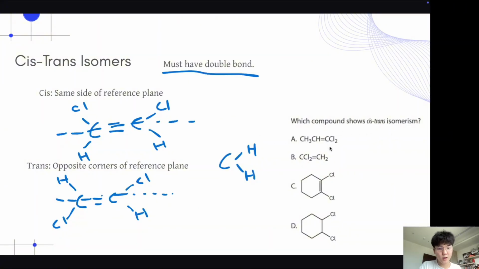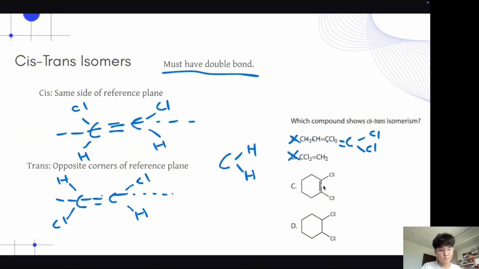Well, starting off right off the bat, we can tell that this C is double bonded with this C, and you have two groups, H and methyl group. But on the right side, you have two chlorine groups. Therefore, both the chlorine groups are on the same side, like this, with the double bonded C. Therefore, this is not cis-trans isomerism. Same thing with this one. You have two hydrogens on the same side, so it's not cis-trans isomerism.